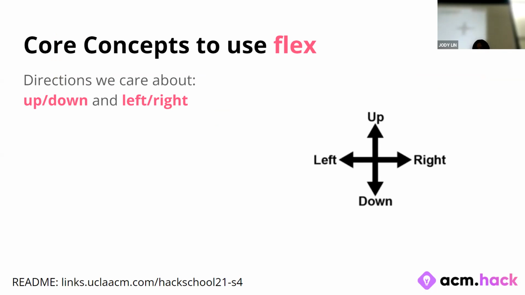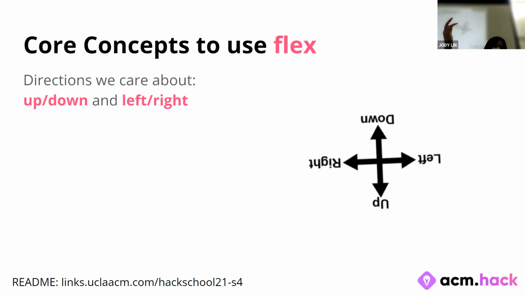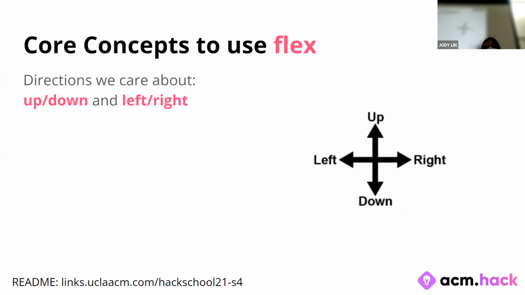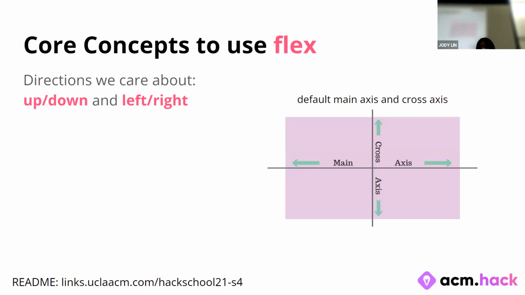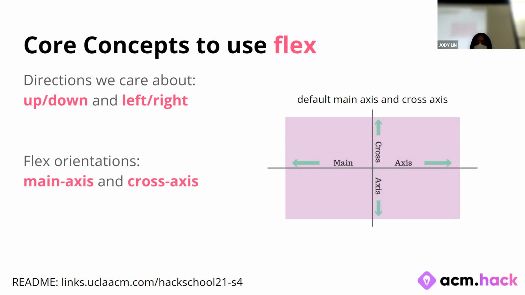All right, so a quick core concept before we get into flex. Generally, when we're positioning things on a page, we care about the up, down, and the left, right direction, right? How far up and down do we go? How far left and right? But what direction is up? What is down? If I turn my head, it's a little different. So how do we agree on what up, down, left, and right is? In Flex, we're actually going to use something called the main axis and the cross axis. Rather than calling it up, down, left, and right, we're going to use main axis and cross axis. And main axis, as I wrote here, by default goes horizontal, and cross axis is just perpendicular, it goes vertical.